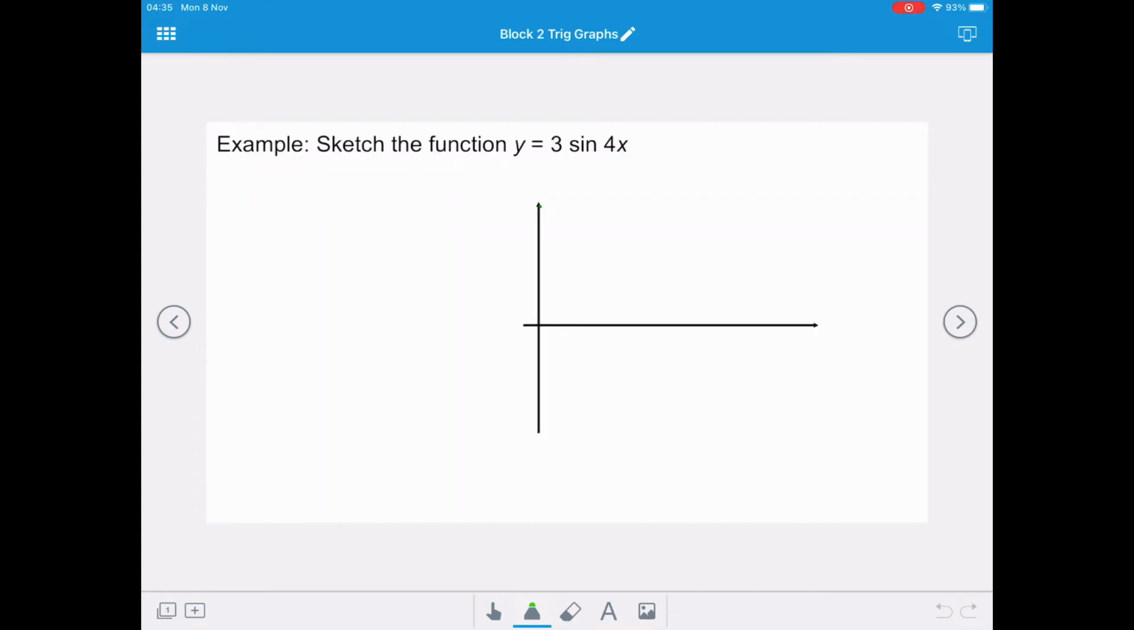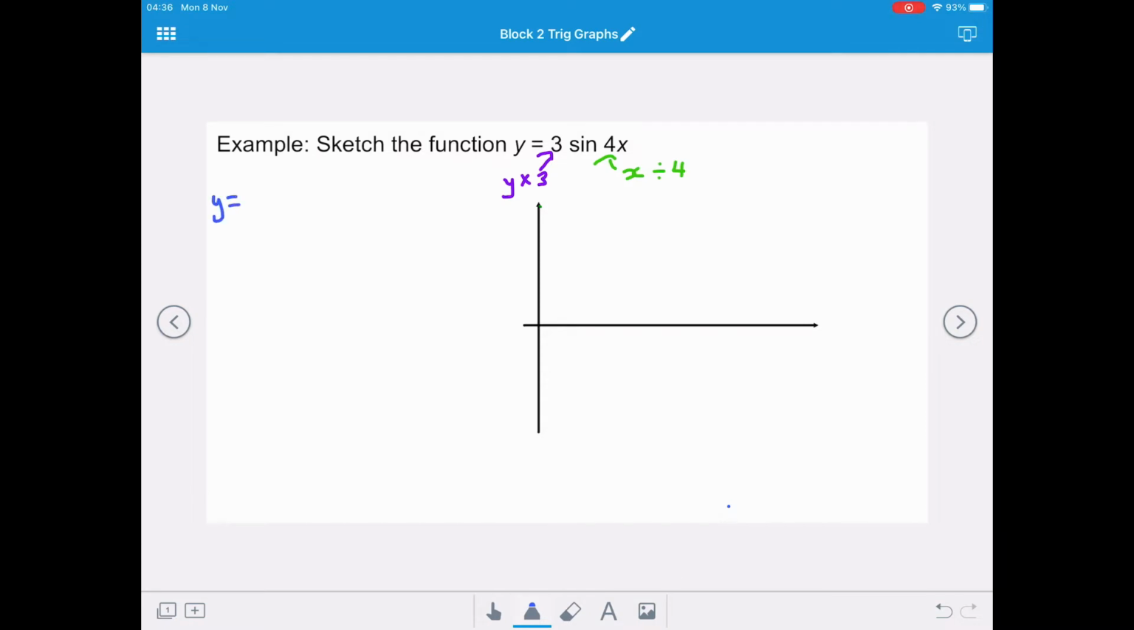So first we want to sketch the function y equals 3 sin 4x. Looking at the equation, we can see that the a value is 3 and our b value is 4. So we're going to multiply all of our y coordinates by 3, and we're going to divide all of our x coordinates by 4, taking into consideration our key points on our y equals sin x curve.